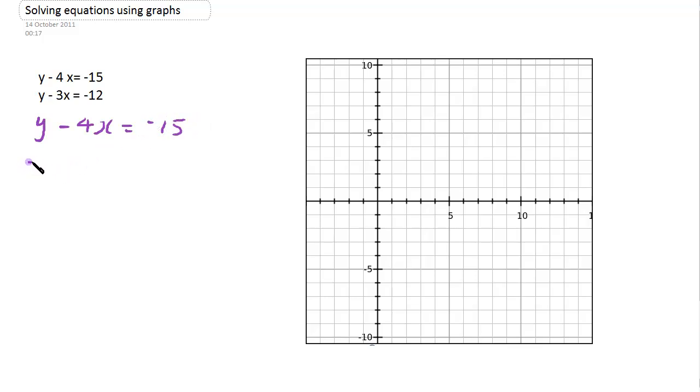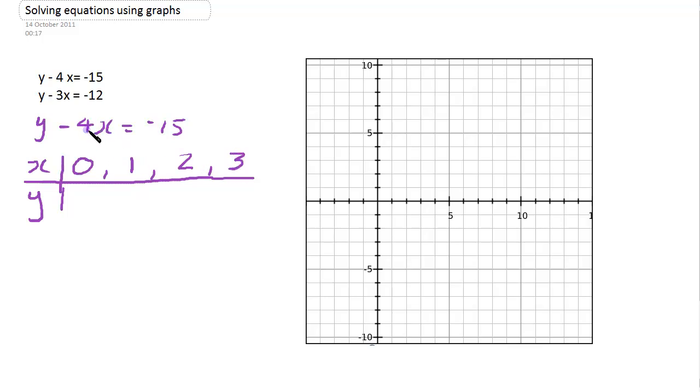What I suggest you do to make it easy is just do a table of values. So choose some x values that you want to plot and then work out what y values you get and then join them up with a straight line. So let's do some easy x values. Let's go 0, 1, 2 and 3.